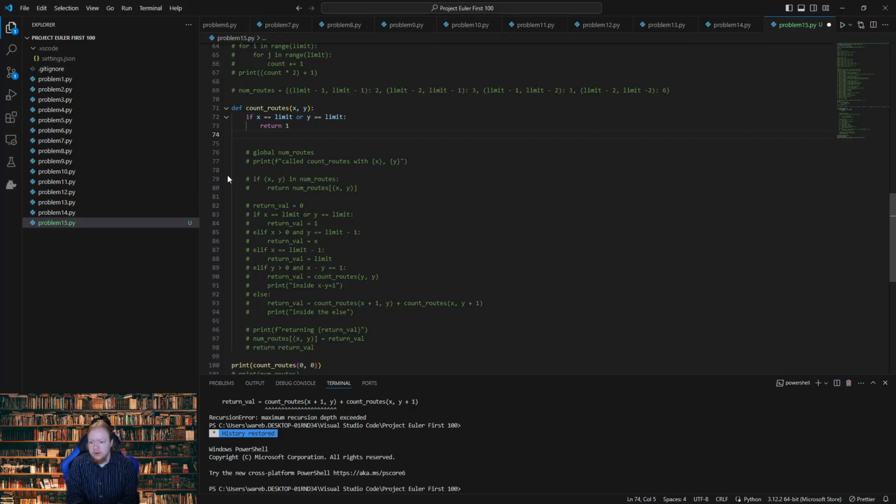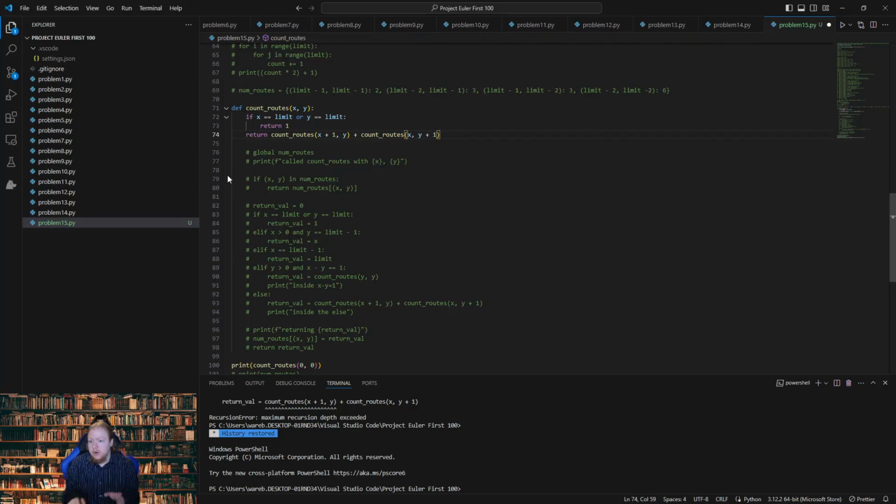Otherwise, return the same function, but we go 1 to the right and 1 down.